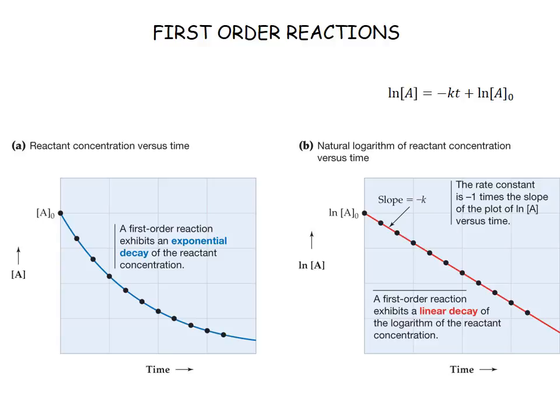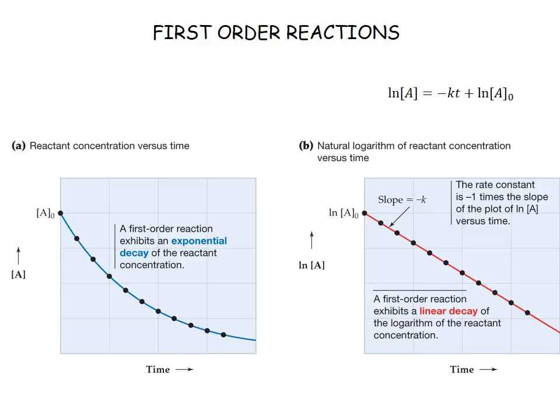And the y-intercept is the natural log of A sub 0, which is the natural log of the initial concentration of reactant A. So if you plot natural log of A as a function of time and you get a straight line, then that implies that the reaction is first order in that reactant.